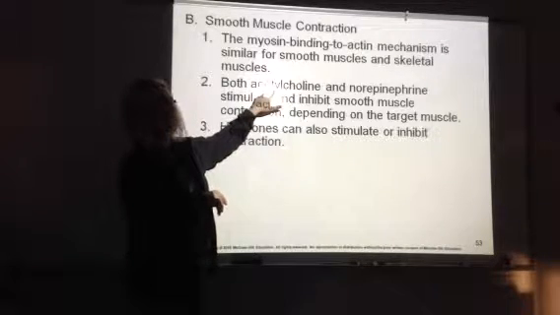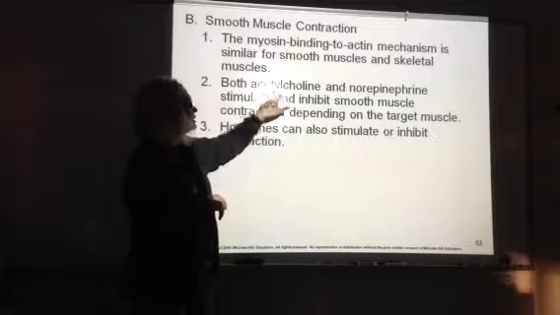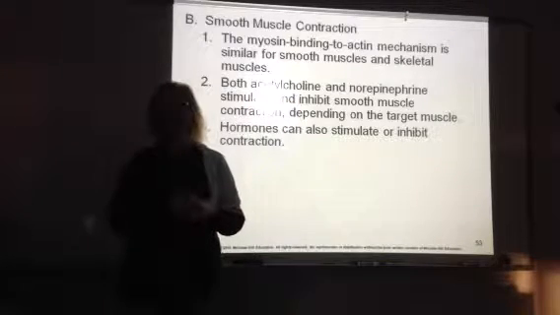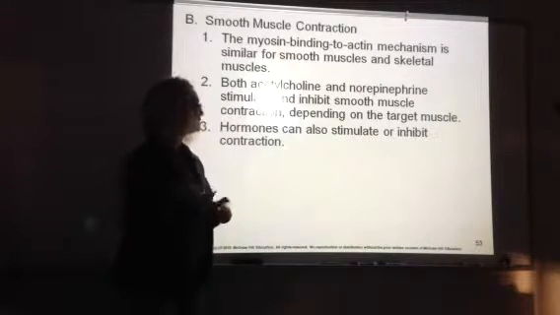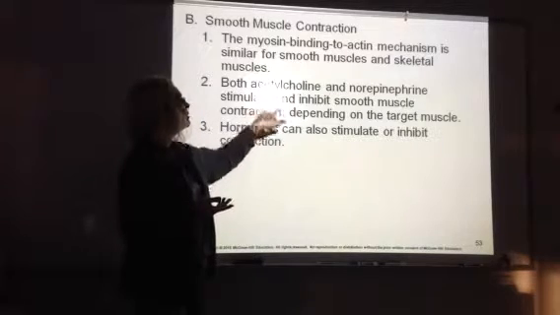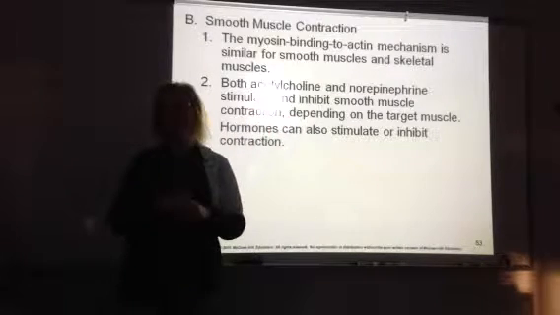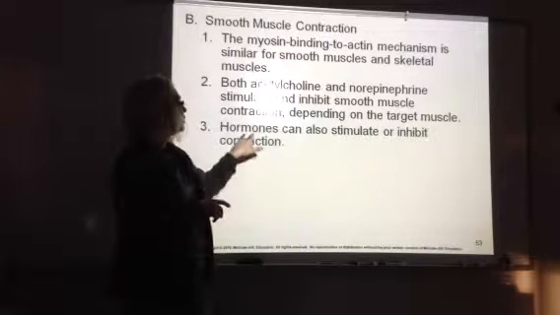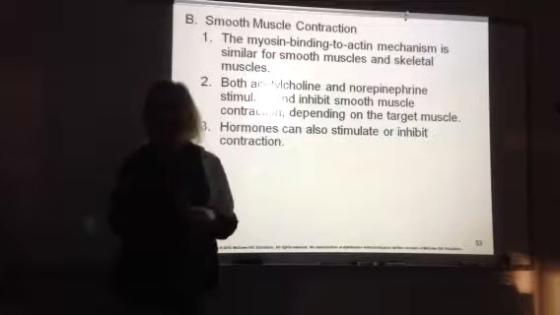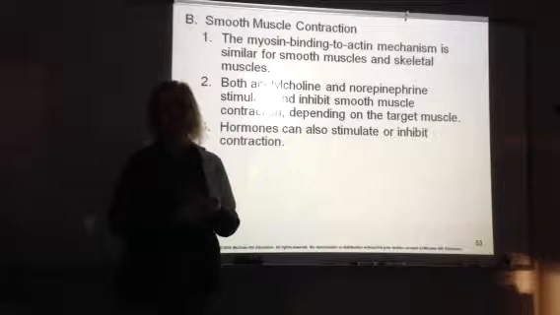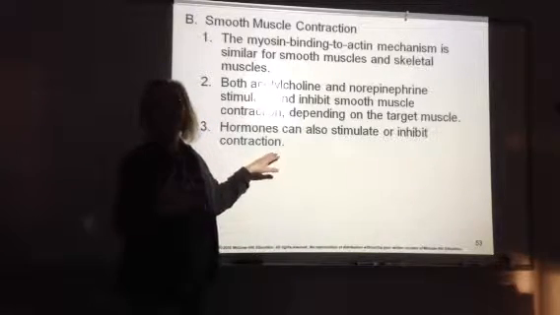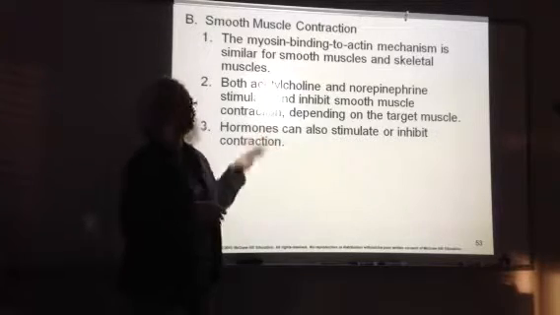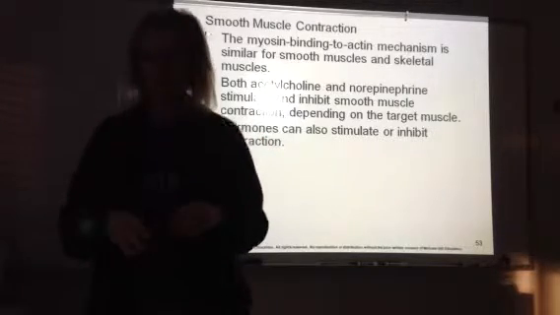In smooth muscles, your myosin to actin binding is similar to that of skeletal muscle also. Acetylcholine, remember we said, was very important for muscle contraction, and norepinephrine are both used to stimulate muscle contraction or inhibit muscle contraction, depending on where it is targeted. Hormones can also be involved with stimulating or inhibiting contraction, and the main example you can think of there is that labor contractions are regulated by hormones.